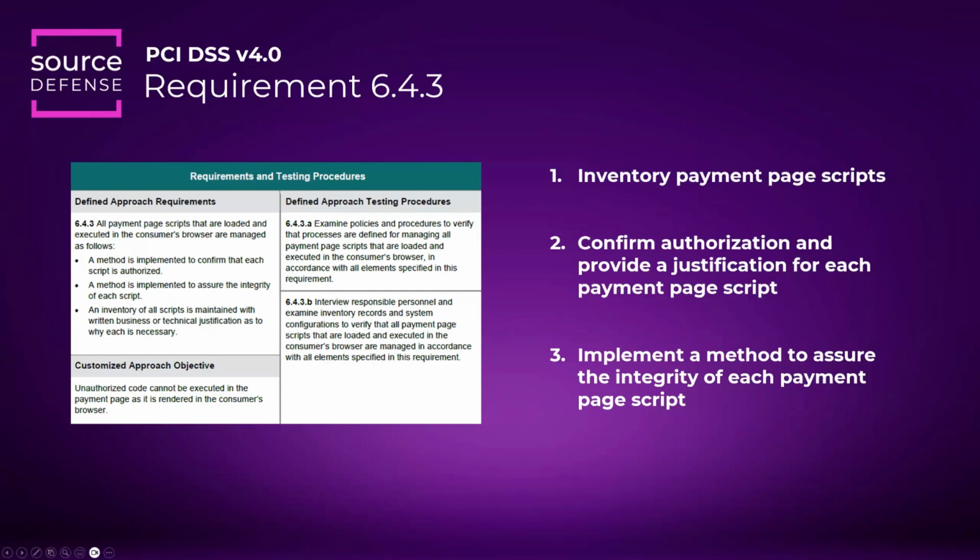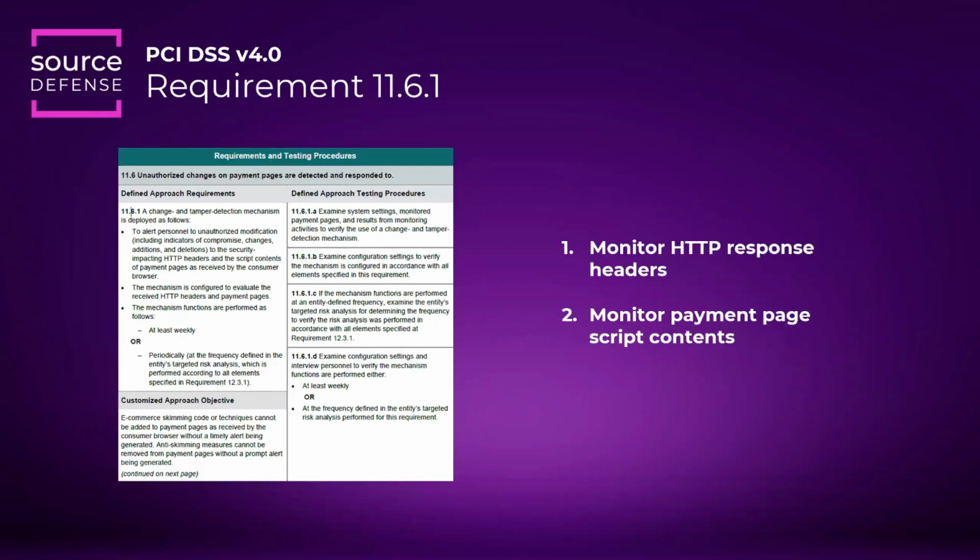And then in the cousin requirement, 11.6.1, you have to monitor the payment page script contents and also monitor HTTP response headers. So basically tamper proof. I mean, you can see it if you're squinting in that document there in 11.6.1, in the first paragraph, basically, that there's a tamper detection mechanism. So the two things put in concert is you need to make sure that the scripts aren't doing stuff you don't want them to do, and that they don't change in a meaningful way without you knowing about it.